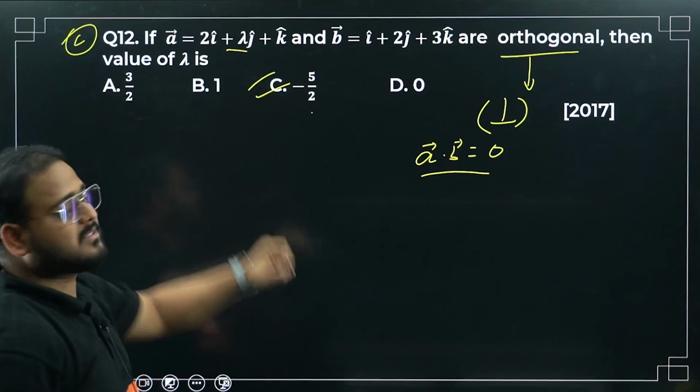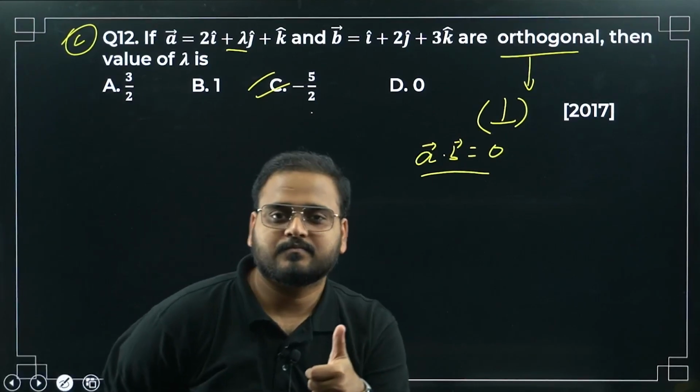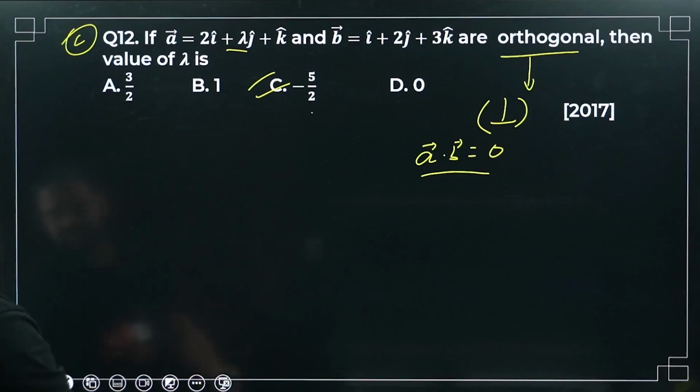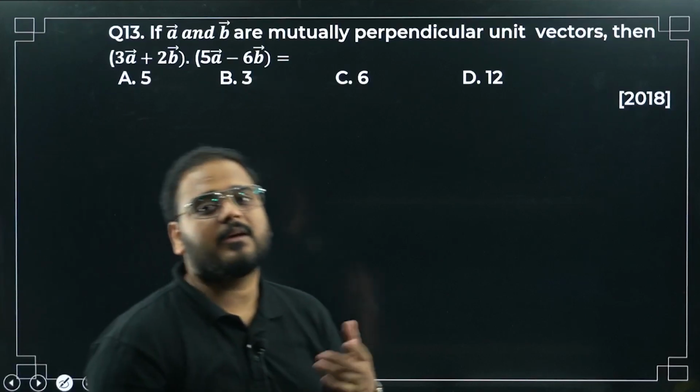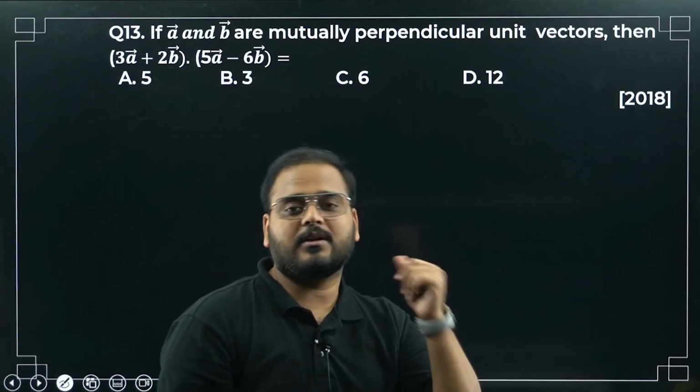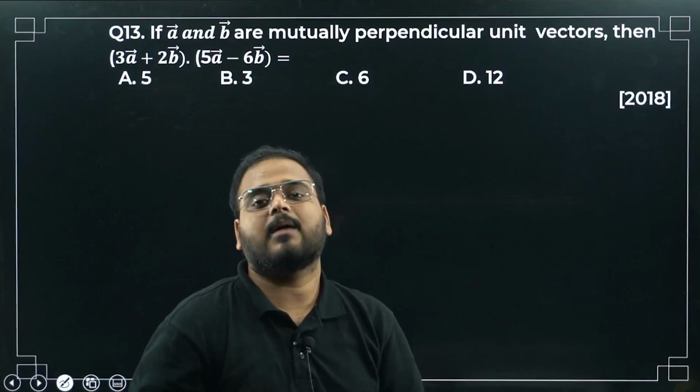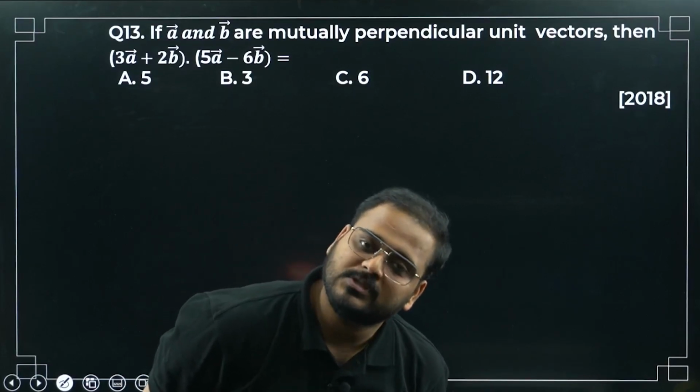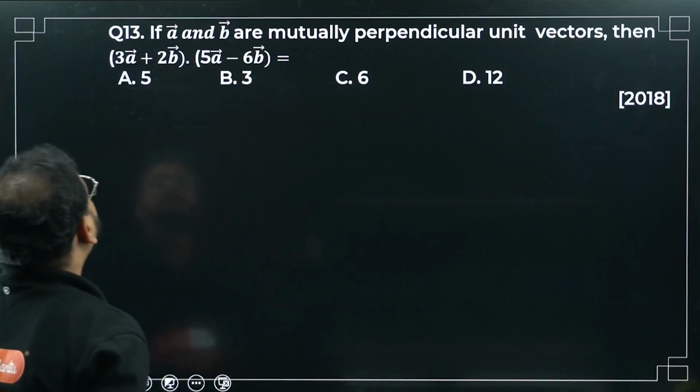Option number C is the correct answer. If you got it right, very good. Okay? If you did not, please follow what I said. Find the dot product of a and b, get the linear equation in lambda, and solve for the variable lambda. You're going to get lambda as minus 5 by 2. Simple enough. Question number 13, sir.